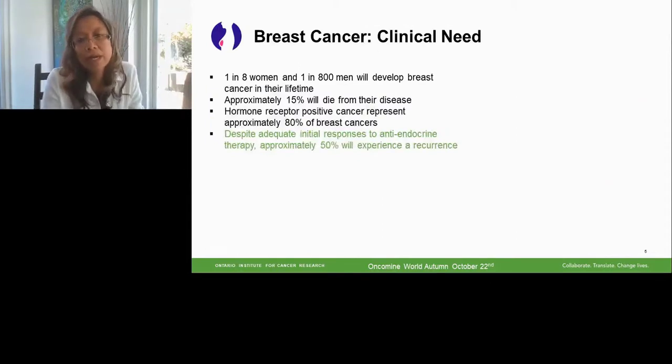A lot of my work at the OICR focuses around improving the clinical management of women with breast cancer, specifically in the early hormone receptor positive breast cancer setting. A little bit of the background: approximately 1 in 8 women, and much rarer in men, but about 1 in 800 men, will develop breast cancer in their lifetime. Approximately 15% will die from their disease, and approximately 80% of the breast cancers seen in the clinic are hormone receptor positive. Unfortunately, despite adequate initial responses to anti-endocrine therapy, approximately 50% will experience a recurrence.